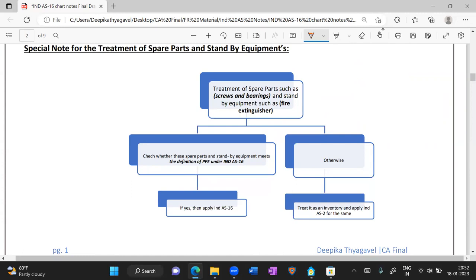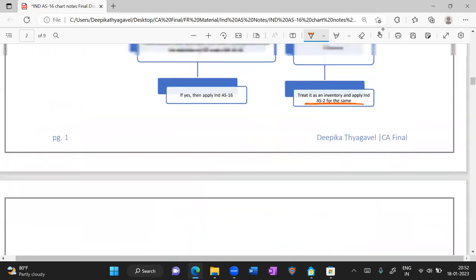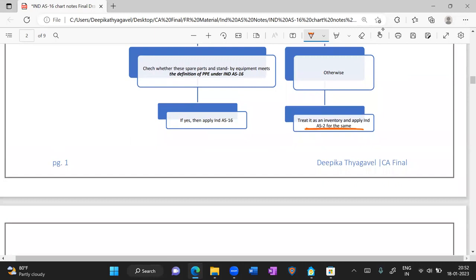The standard very clearly says, better look whether it satisfies the condition. I've given you the condition for definition, right? If it satisfies the definition condition, then you classify it as PP. Otherwise, it will be treated as inventories under IND AS 2. Right, so the first concept dealt only with definition. So definition of PP under IND AS 16, we saw a special case for land and building, and third point, we saw treatment of spare parts and standby equipment.